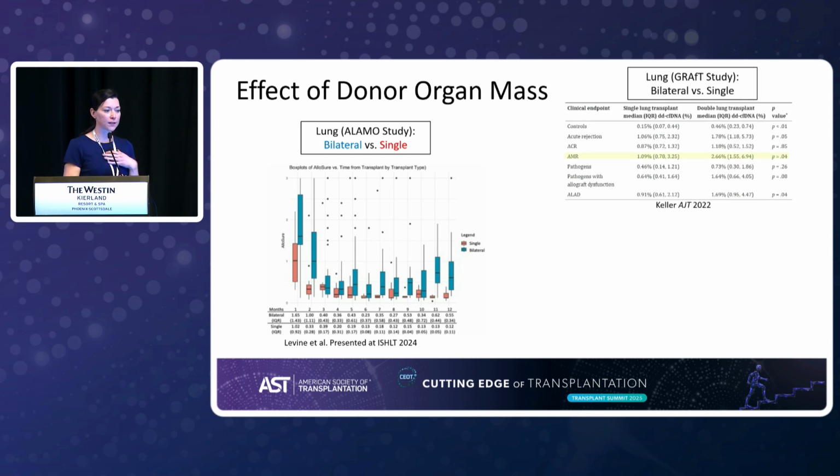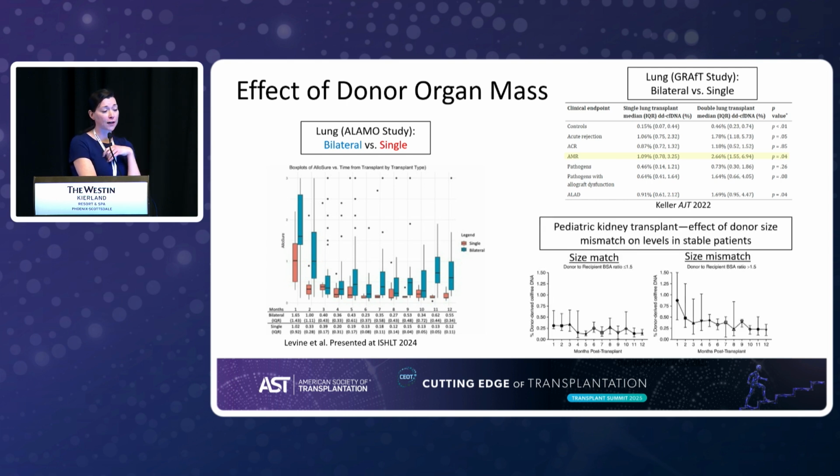This same concept was shown in another publication where they took it a step further and proposed that there should maybe be an adjustment for the donor organ size. This table shows the abnormal threshold in single lung transplant recipients versus double lung transplant recipients for correlation with AMR and ACR. I've highlighted AMR in yellow, and you might not be able to see it because it's quite small, but basically for a single lung transplant patient, they're saying 1% should be the threshold, but for a double lung transplant patient, it should be over 2%.